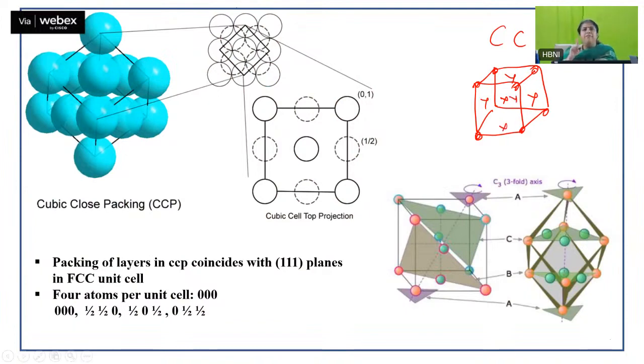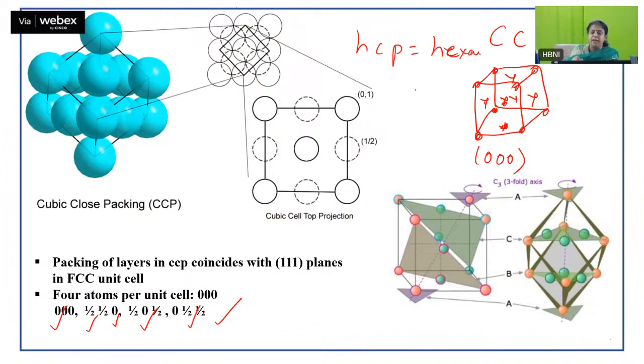All right. Now, if I have to give the coordinates to this, suppose I consider this as the origin. So one of the lattice points is the corner atom, which is 0, 0, 0. Okay. The second lattice point is this one. Let's say the C coordinate is 0 and the X and Y coordinates are half, half: half, half, 0. Similarly, this one is half, 0, half, and the other one is 0, half, half. So the unit cell of CCP is FCC. There are 4 lattice points given by this. The unit cell of HCP is hexagonal and there are 2 lattice points.